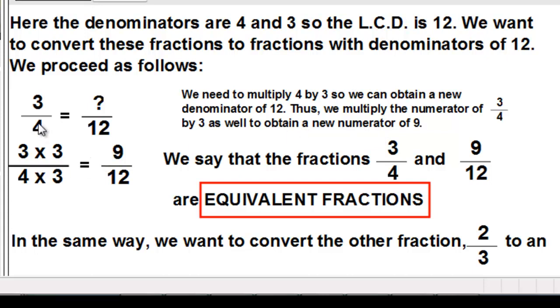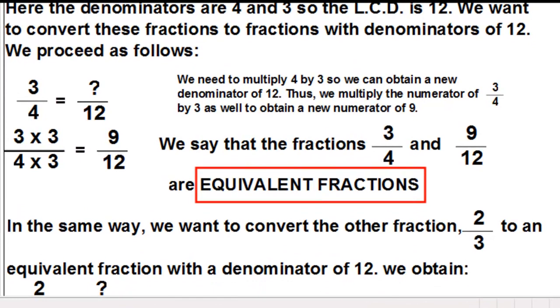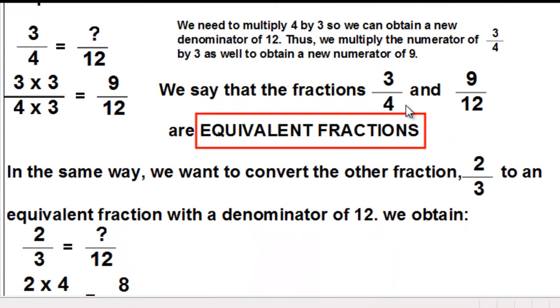So we get 3/4 converting into 9/12. So we say that the fractions 3/4 and 9/12 are equivalent fractions. If you simplify 9 over 12, you'll get 3 over 4. It's another way to look at it.